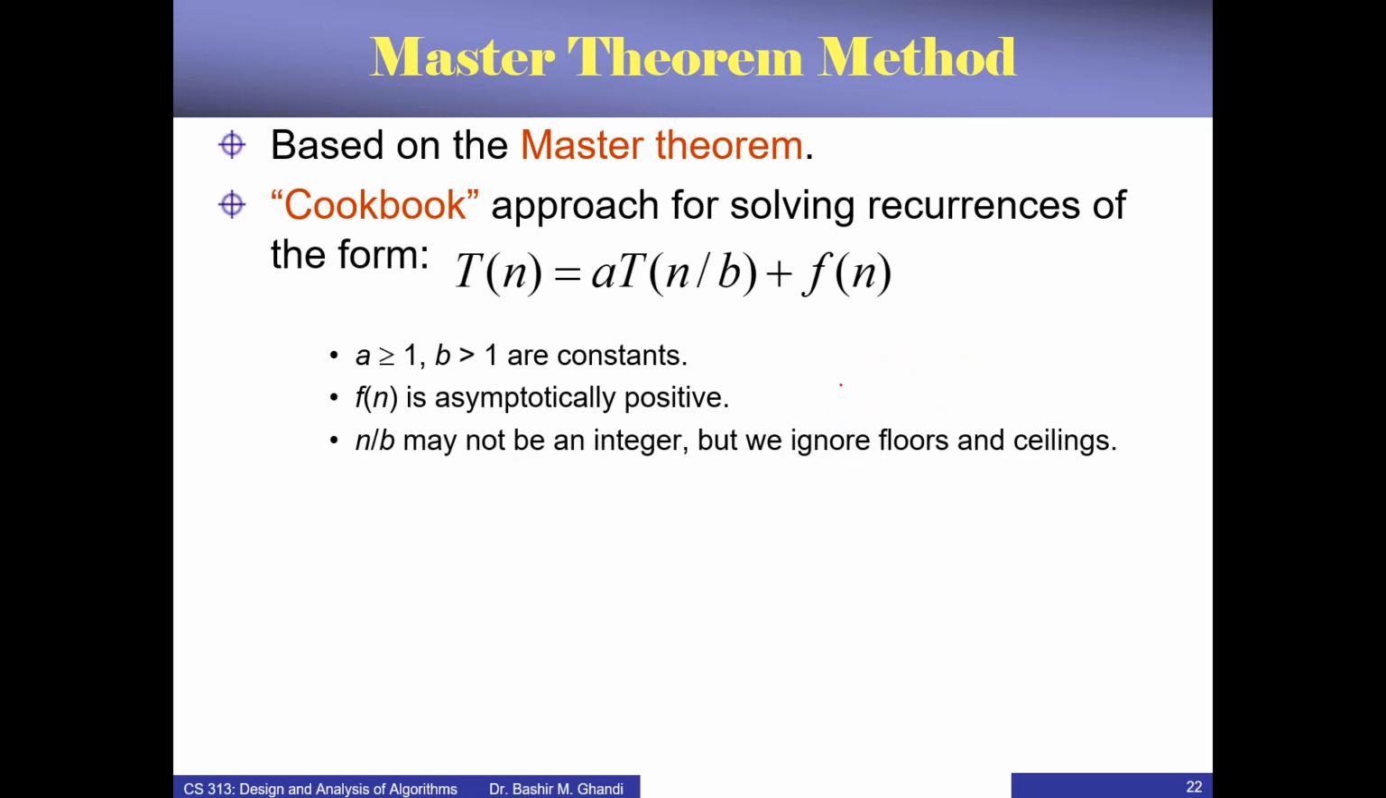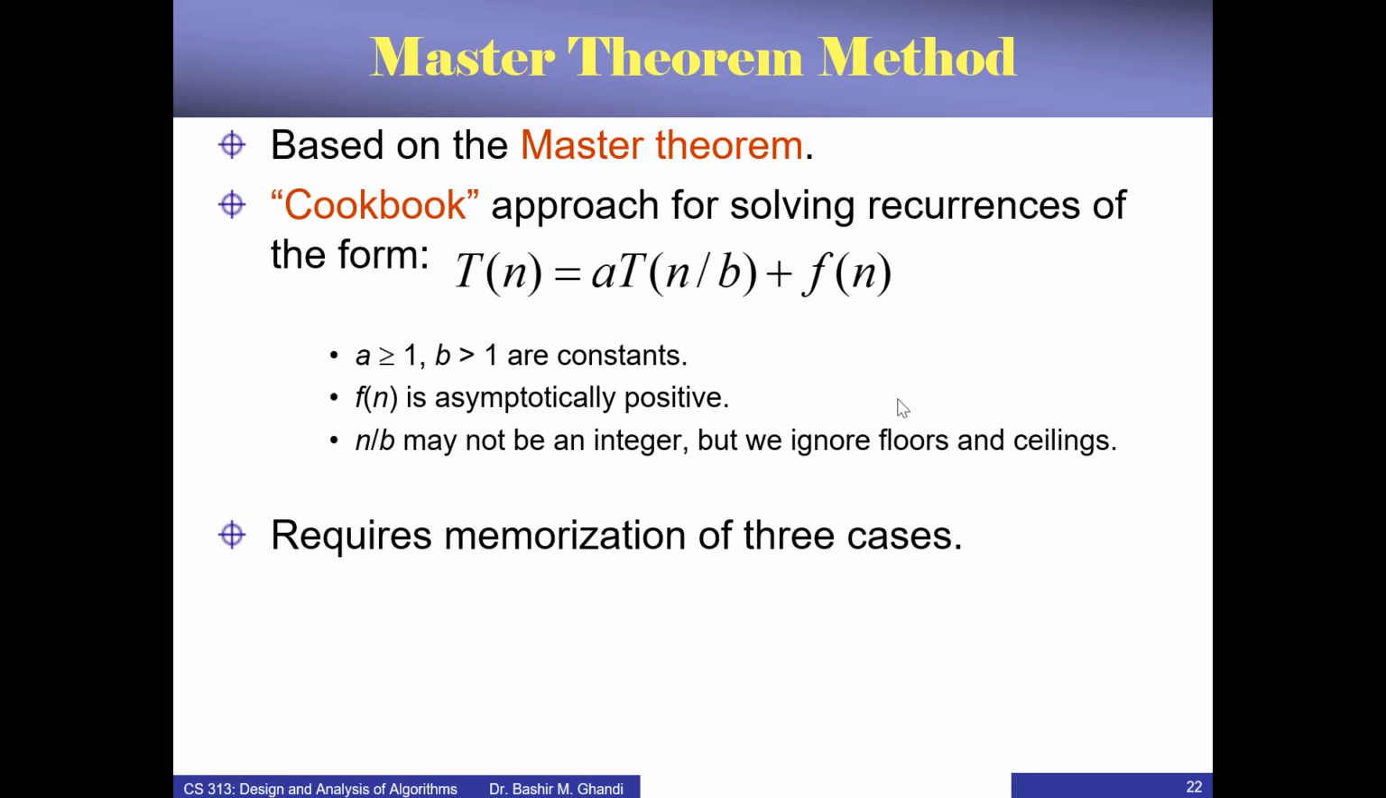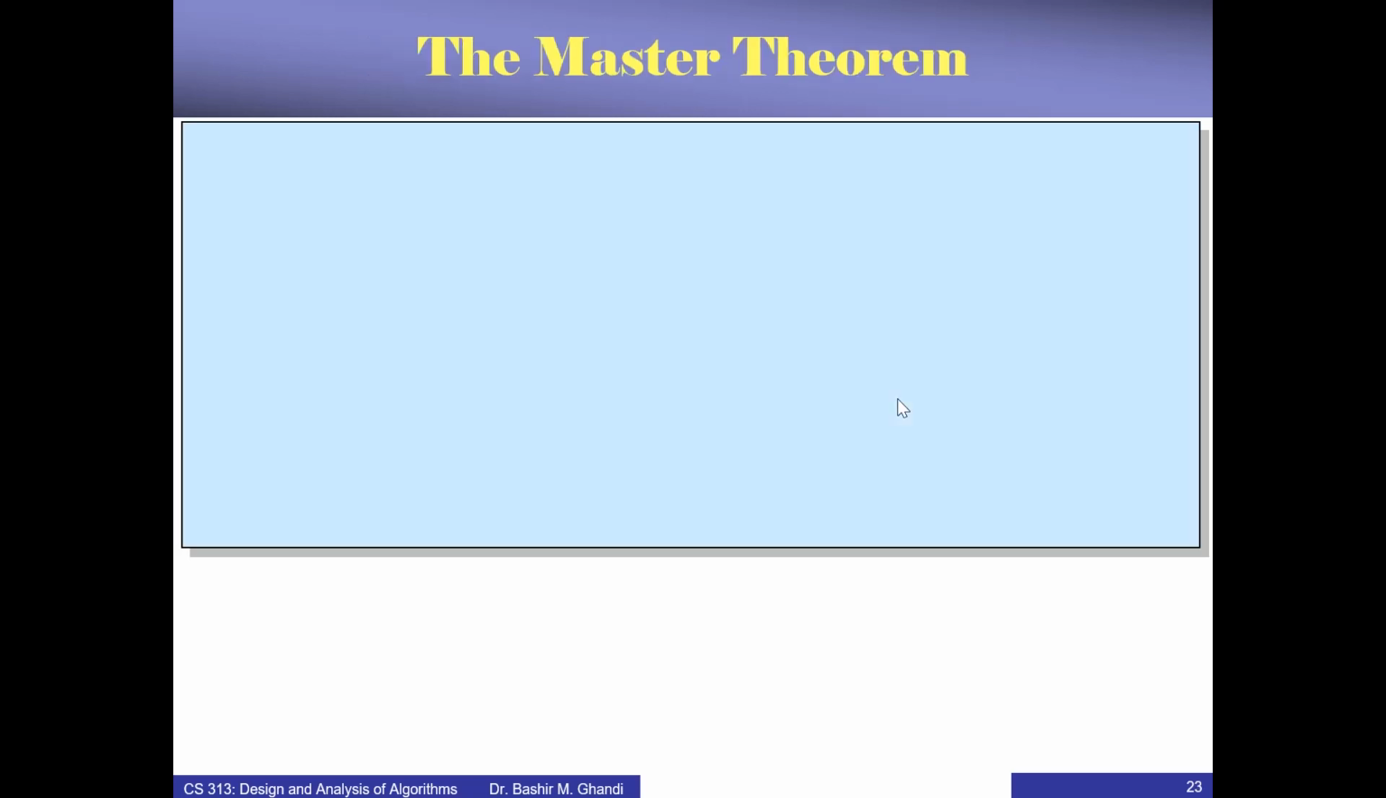n divided by b may not be an integer, it may be a fraction, but usually we will consider the floor or the ceiling, because normally we will convert it to an integer. Of course, the theorem requires memorization of the 3 cases. So if you're going to use it in an exam, for example, to solve a recurrence, you have to be able to remember the formulation. Alright, so let's begin by first of all stating the theorem.